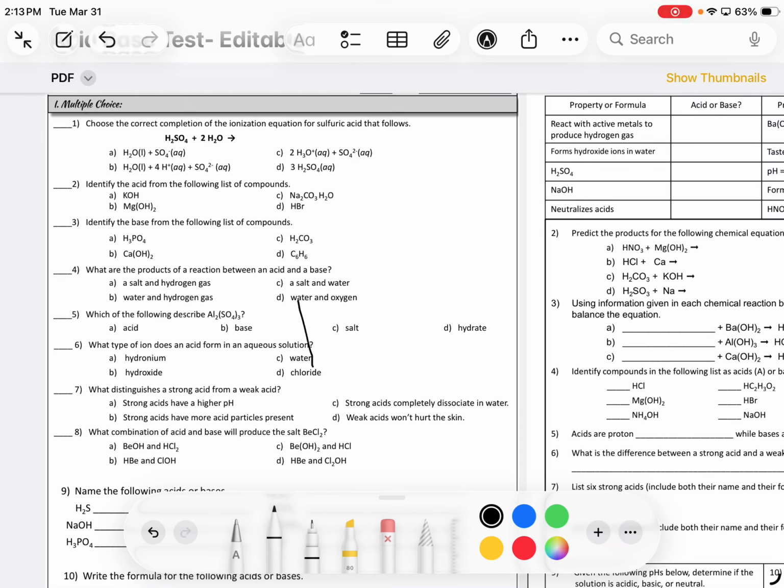Hello. This is a test study guide for the test on tomorrow, Wednesday. If you notice, we're going to go quickly through this. This is acids, bases, and thermochemistry. So we're going to go ahead and start on question number 1.